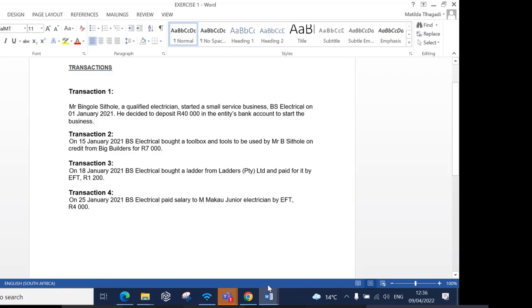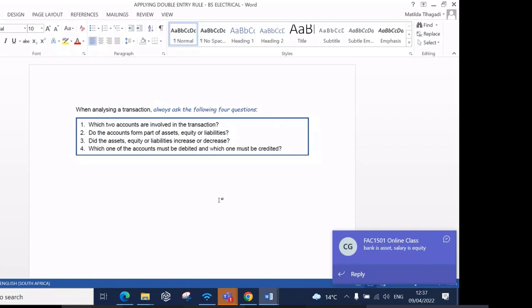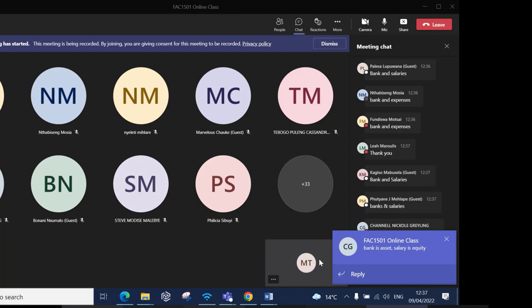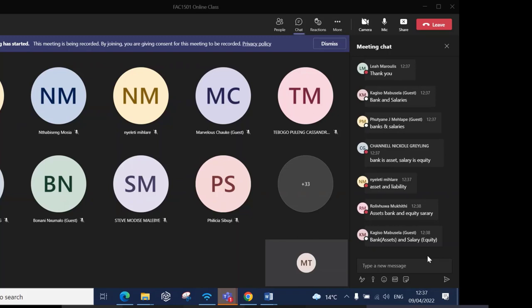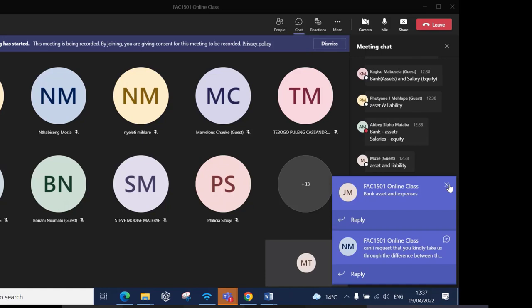Do the accounts form part of asset, equity, and liabilities? Bank is an asset and salary is equity. Chanel is saying bank is asset, salary is equity. Nyalet is saying asset and liability. Kagiso is saying bank asset, salary equity. Guys, yes, bank is an asset. Salary is an expense, and expense forms part of equity.